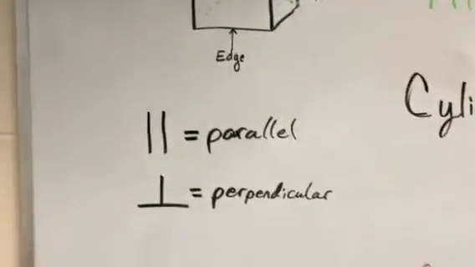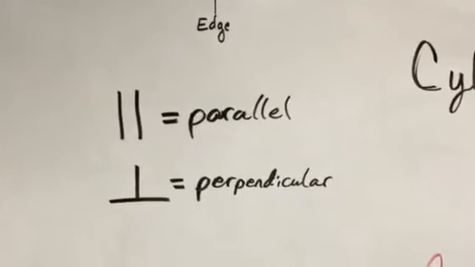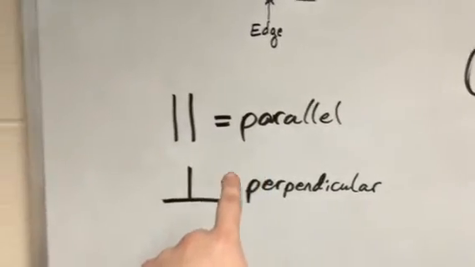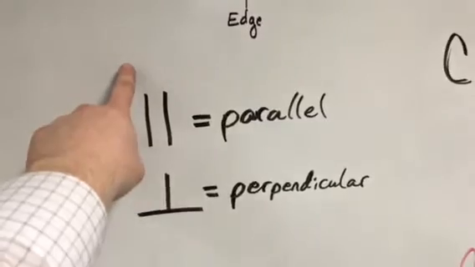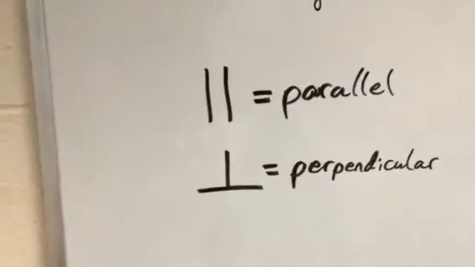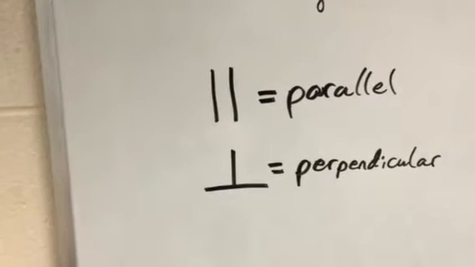Moving on, we have two different types of lines. Now remember, both of these will include two lines. So we have the first one being parallel, and if you notice on the picture, we have two vertical lines. If you continue those lines forever, they will never intersect. They'll never cross each other.